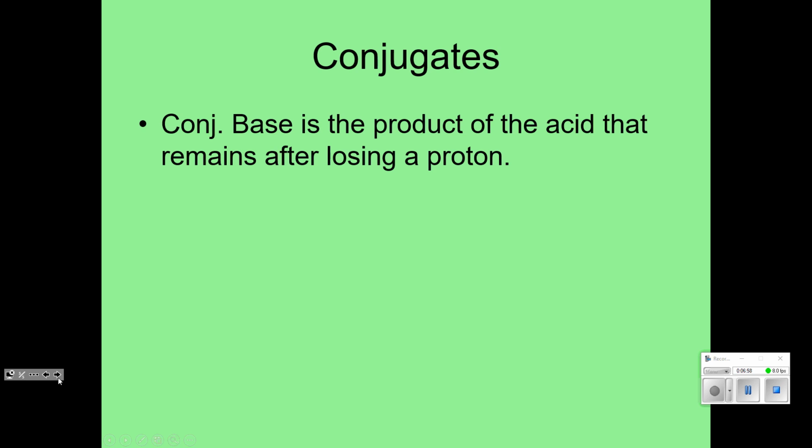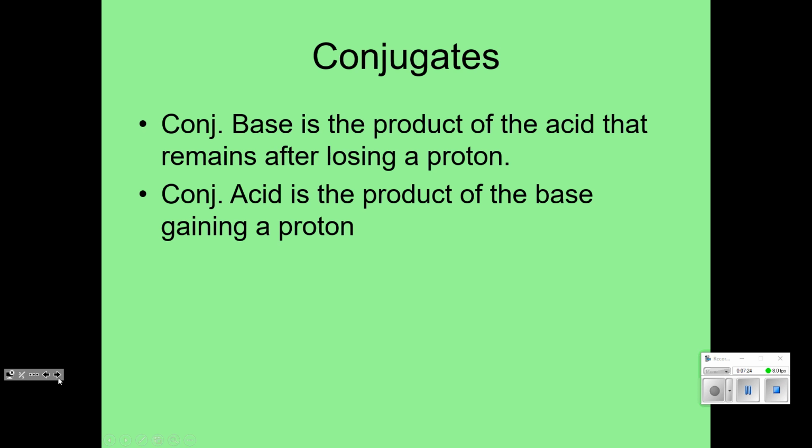But when we get into the topic of buffers, which will be next week, we need to be familiar with this vocabulary. And actually some of the math that we do will take advantage of this as well. So first off, again, my first bullet point states that a conjugate base is on the product side of our equations I showed you before. And it's the part of the acid that remains after it lost a proton. Conjugate acid, on the other hand, is on the product side, but it's the base that gained a proton.